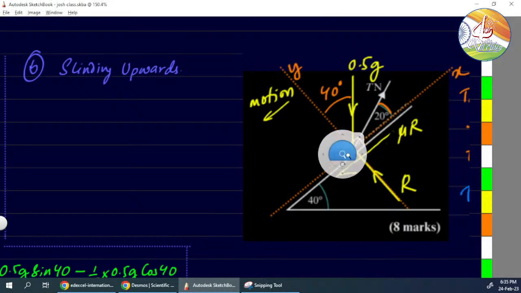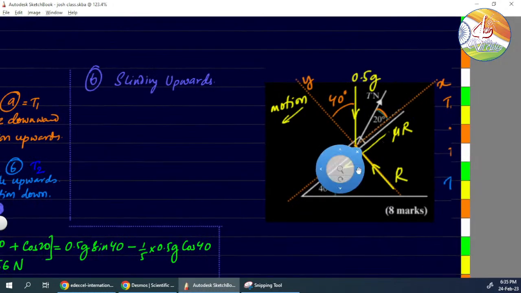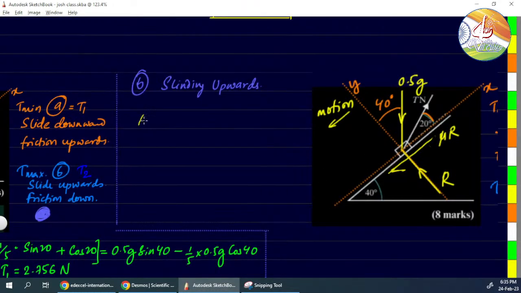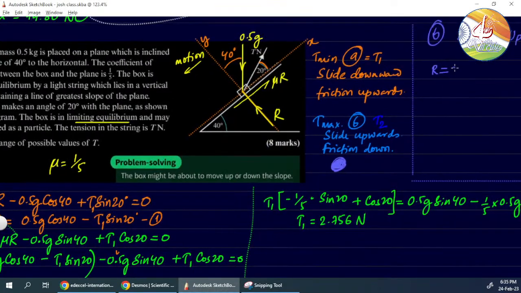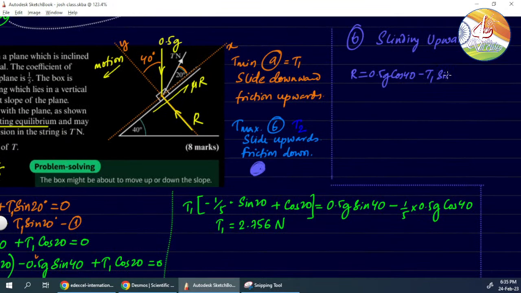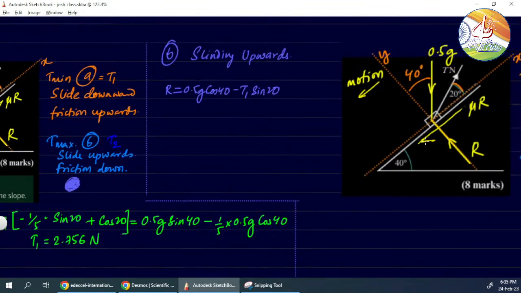Once again we need to solve the same equations. Okay, so our R equation, we will again get the same. What is the R equation? 0.5 g into cos 40 minus t1 sin 20. So same equation. Okay, because the change in direction is happening in x direction, so y components are not affected.